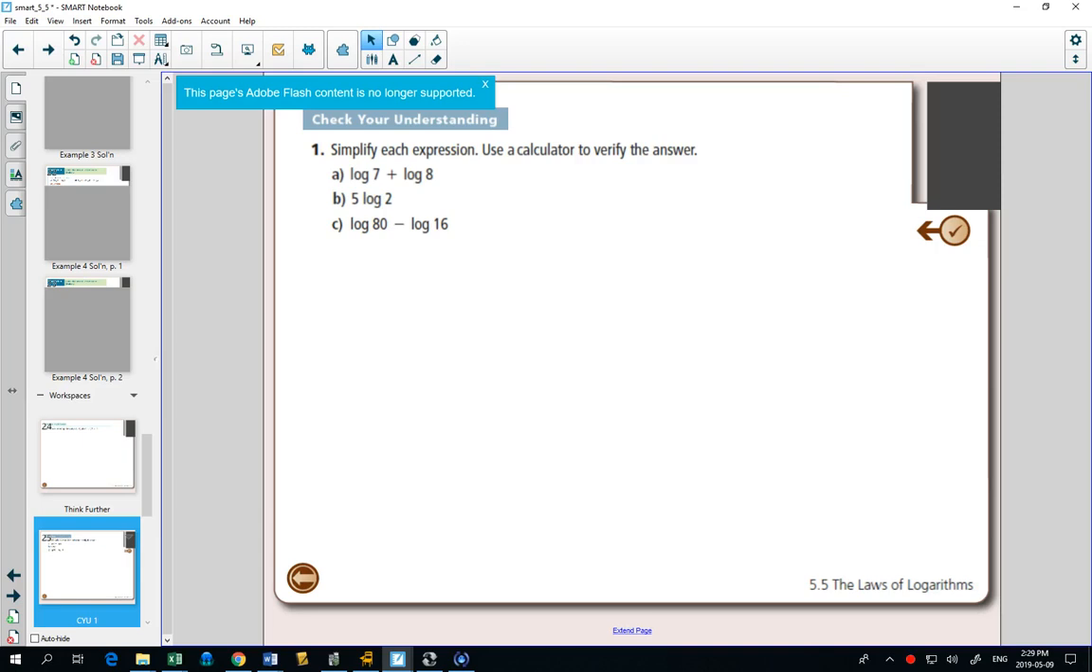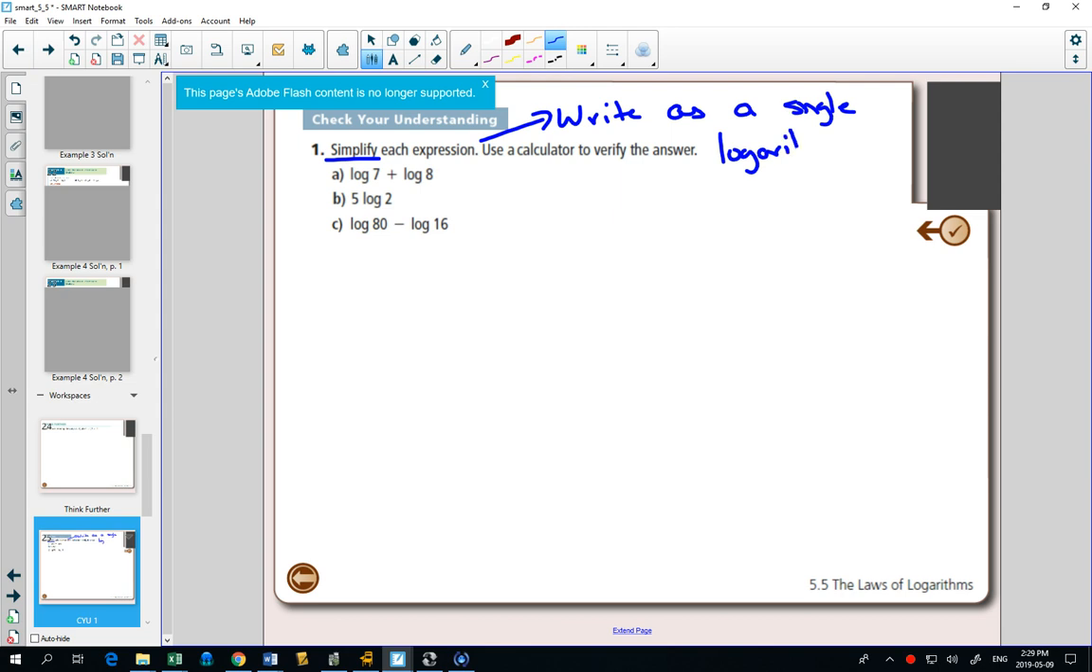It says simplify each expression. Sometimes you will see this written as write as a single logarithm, because that would make it more simple. And we could use a calculator to verify if we're right or wrong.